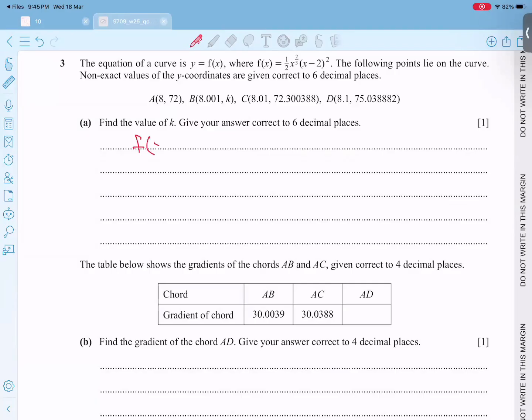So f of 8.001, I'm going to replace 8.001 and power 2 by 3 and 8.001 minus 2 to power 2. Let me check again.